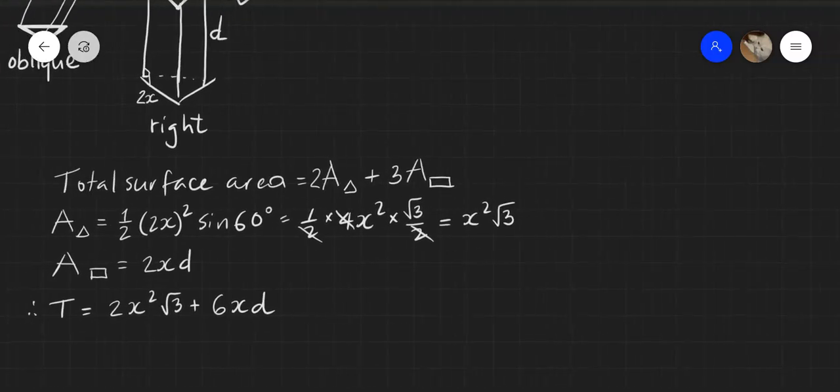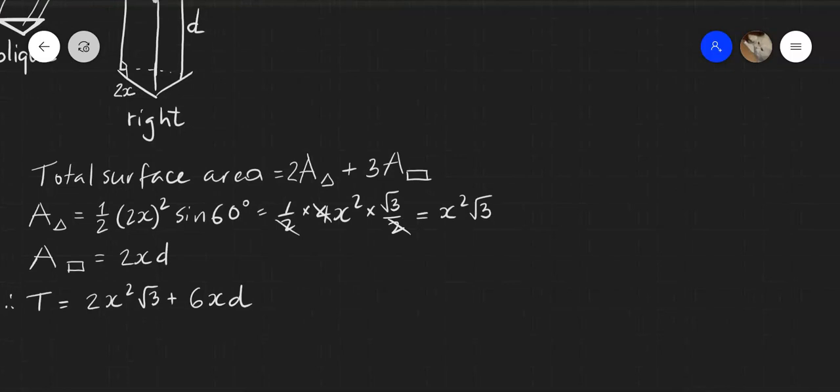The next step is to express the volume, so the volume of the prism is equal to T, in terms of the quantities x and d. The volume of any prism equals the area of the base times the height of the prism, in this case it's d. So the area of the base is the area of the triangle, and we have that, x squared root 3 times d. So let's put d at the front: dx squared root 3. And we know that this is equal to T.